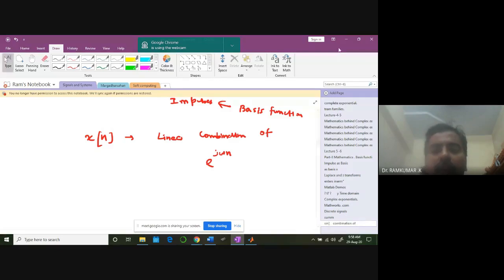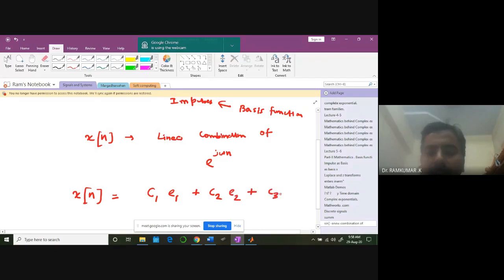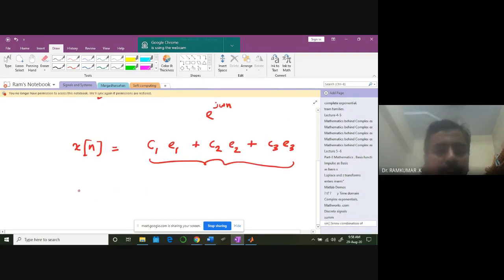These impulses act like a kind of basis function. I hope you can recall the basis function idea. x of n is a linear combination of C1 times a basis vector, let us take the basis vector as E1, plus C2 E2, plus C3 and so on. This is the linear combination we are looking for. Now I will pose you a question. In order to get C1, what is the procedure I told you? Can somebody help me out? What is the procedure to get C1?